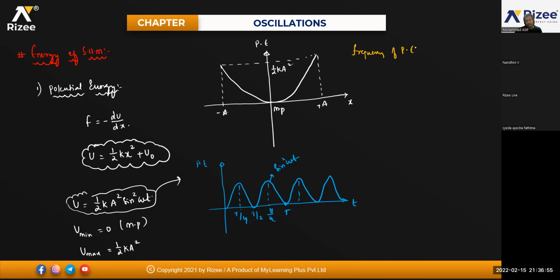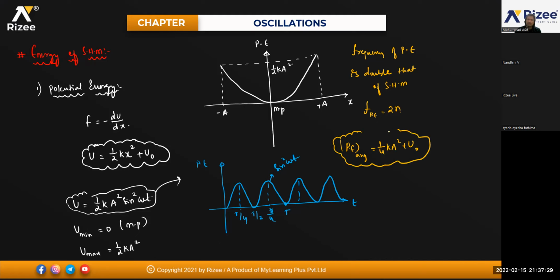Frequency of your potential energy is double that of SHM. Double that of SHM. That means the frequency of potential energy is equal to 2 times of your n. Okay, so I can write here, average potential energy will be equal to 1 by 4 times of K into A square plus U naught. So this will be your average potential energy basic formula.